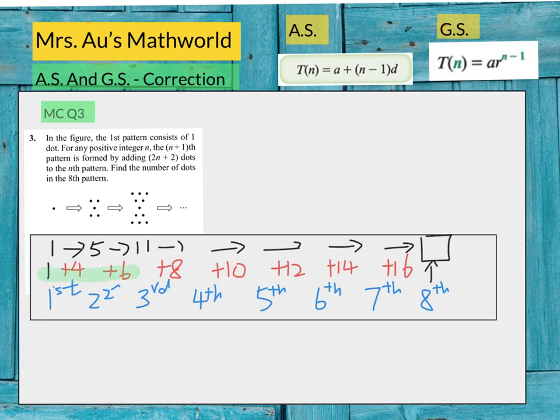Let me highlight for you. You add all of them together, then you can get the answer to be 72. 72 minus 1, 71. So this is the comparatively faster way to do so. Remember, you may not need to use AS or GS. Just count it carefully.